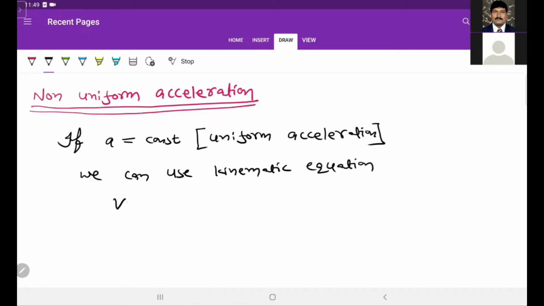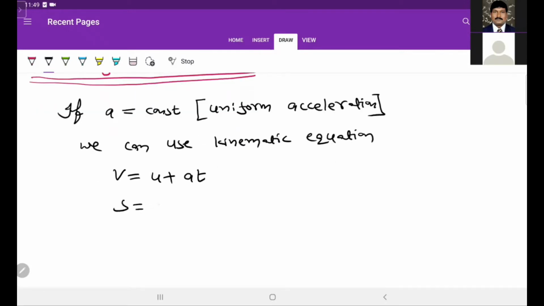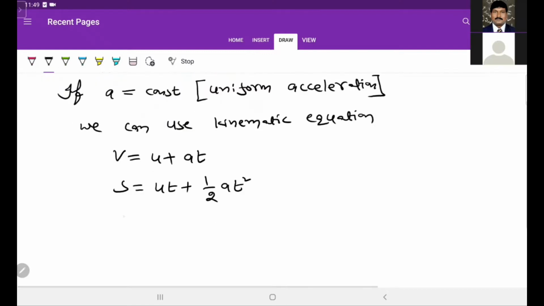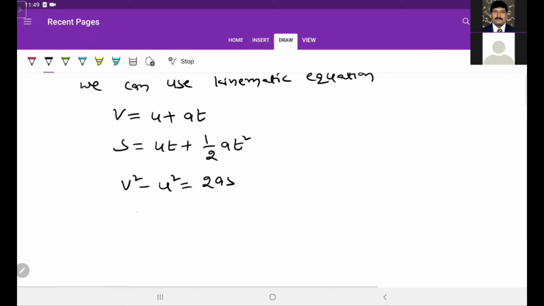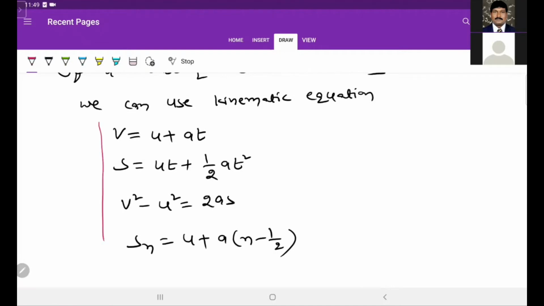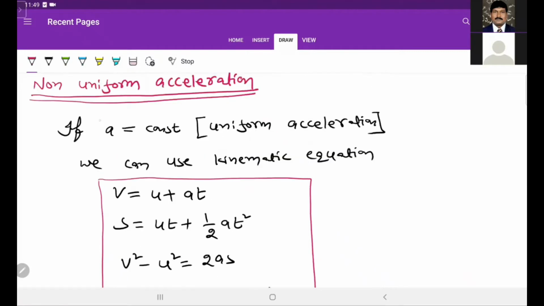What are they? V is equal to U plus AT, S is equal to UT plus half AT square, V square minus U square is equal to 2AS, Sn is equal to U plus A into N minus half. These are the kinematic equations. We can use these equations only when acceleration is constant. This is called a uniform acceleration.